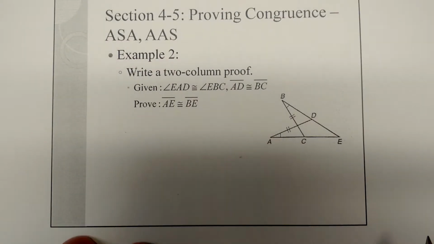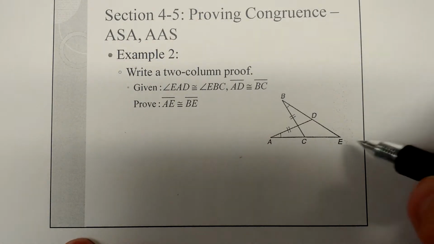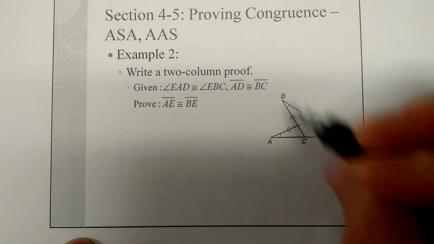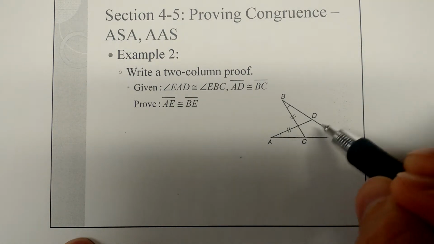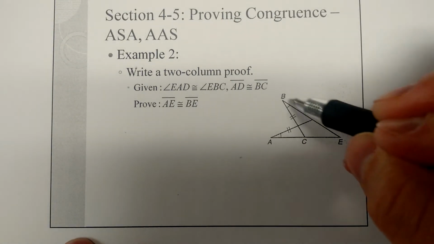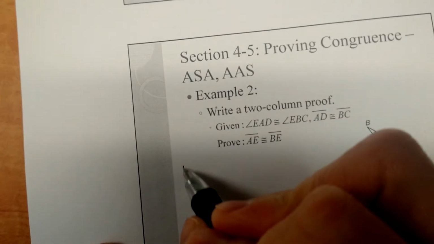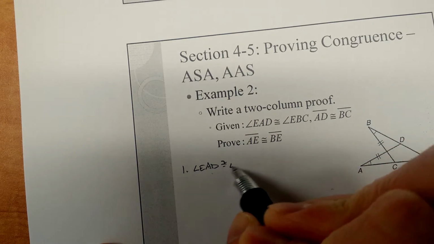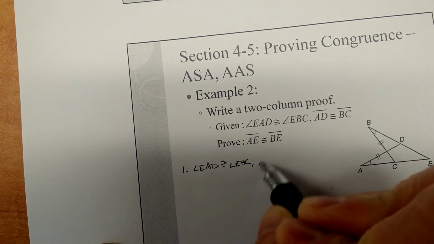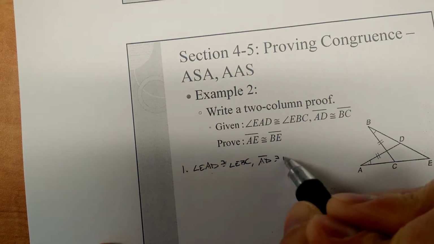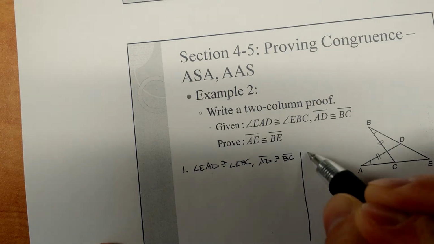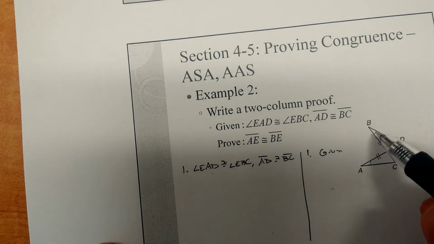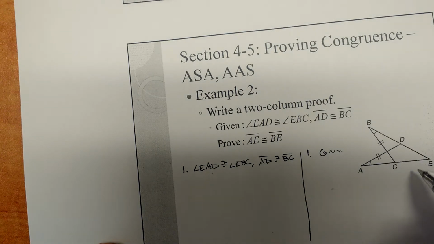Okay, example 2, two-column proof. So you know the angle EAD, so one arc there, is congruent to EBC, one arc there. And then AD is congruent to BC. So 1 is always your givens. Okay, so I have one angle, one side, so I need another angle of the triangle.